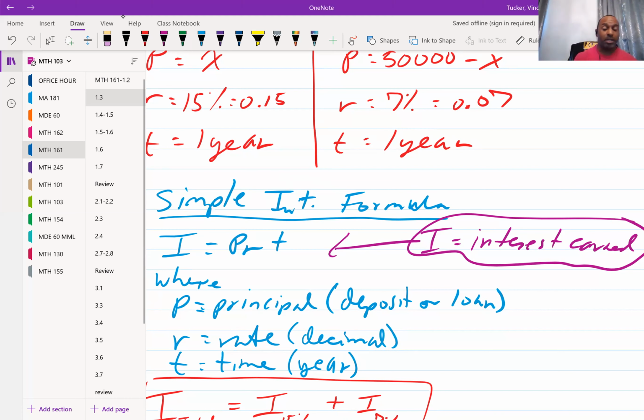All right, so we're going to lean on that. We need to establish what is P, what is R, and what is T for both of these accounts. And then we'll move to the next piece as far as setting up your equation.